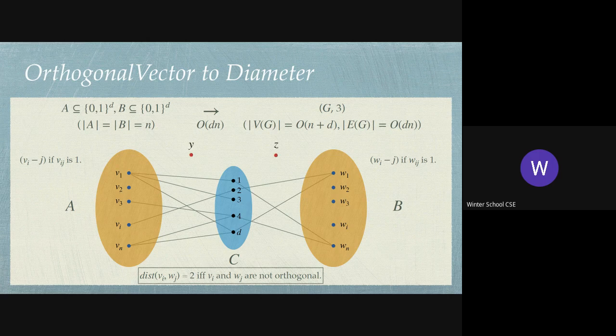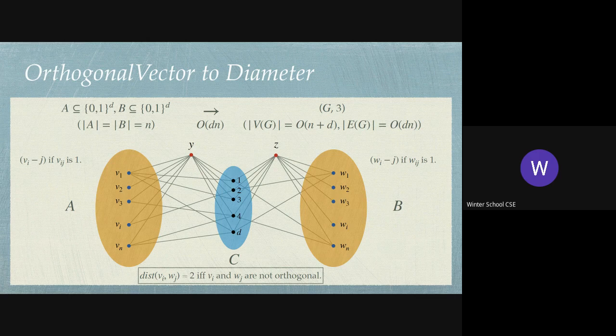So how can we do it? Let's add two special vertices, say Y and Z. What we are going to do now is add one edge from every vertex in A to Y, and then add an edge from Y to every vertex in C. And the same thing we will do for Z. So this is the complete reduction. I mean, our graph is complete.